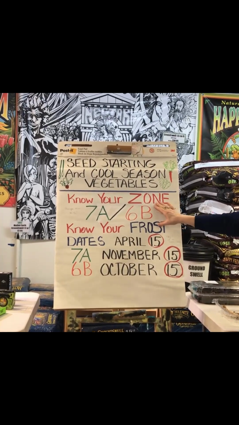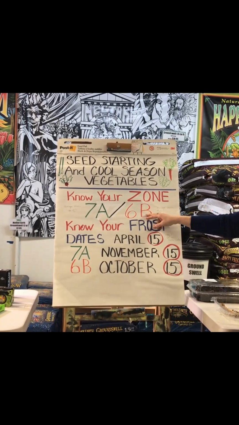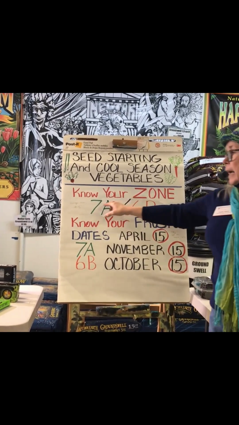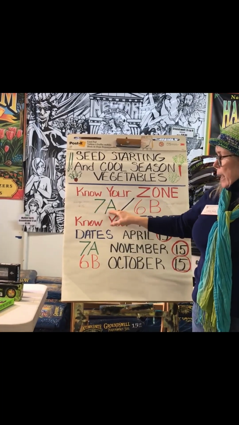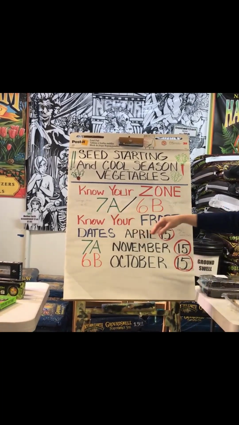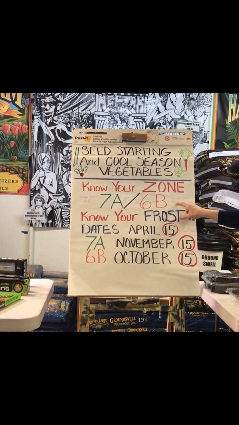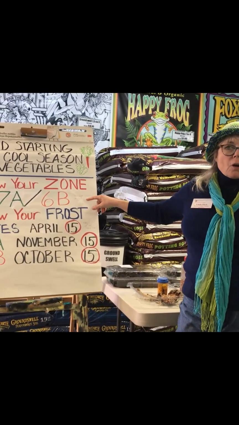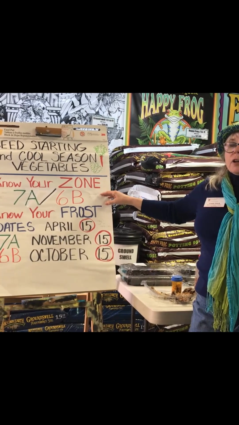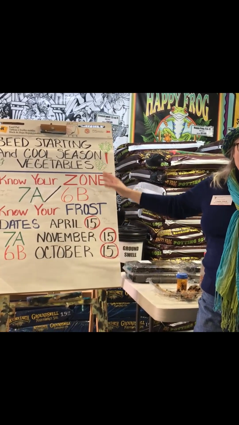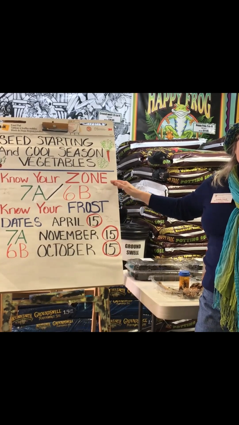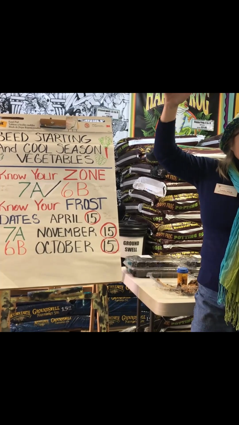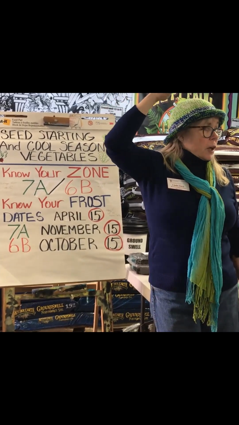Know your zone. Our zone here is zone 7A to 6B. The average minimum temperature in zone 7A is 5 degrees. The average minimum temperature of 6B is minus 5 degrees. So depending on where you're at, you can see we have fluctuations. We rarely have temperatures below minus. But if you're up in areas like the Horse Heaven Hills, where you're up a little higher, sometimes you can get colder temperatures.